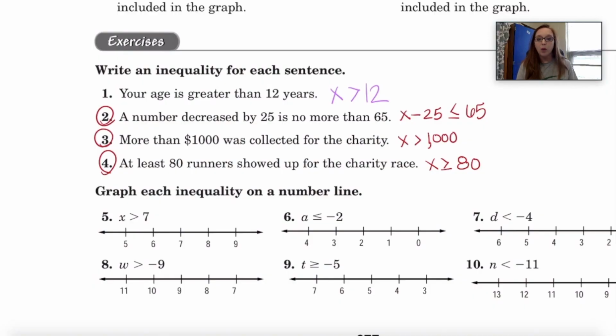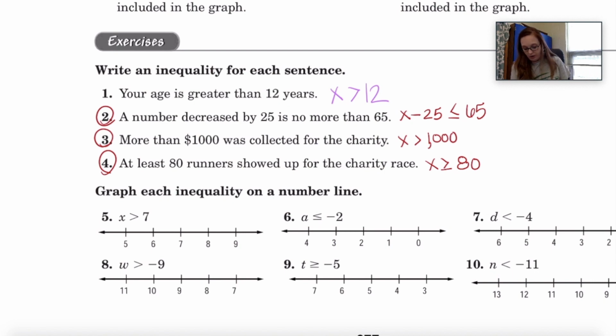Okay, now that you've had an opportunity, check over problems 2, 3, and 4. I want to highlight number 4 where it says at least 80 runners. So that means there can be equal to 80 runners. So I've got the or equal to part, or more than 80. So that's that greater than or equal to symbol. A lot of students get confused when we see the phrase at least, and they want to put the less than symbol, and that's not what's going on there. Okay, the bottom section says to just graph each inequality on a number line.